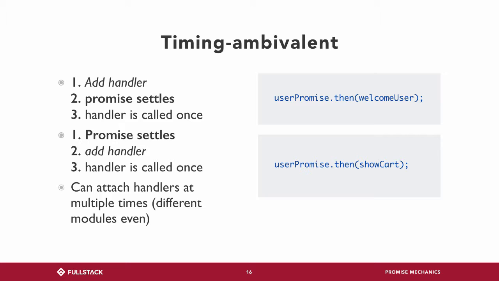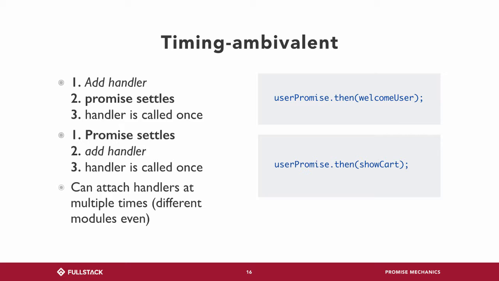So here's an example. We have a user promise somewhere that gets us a user, and we can call then on it for welcome user. Now let's say the user promise is taking a while to make a connection to a database. What will happen is that this will eventually get called. That promise ends up resolving.